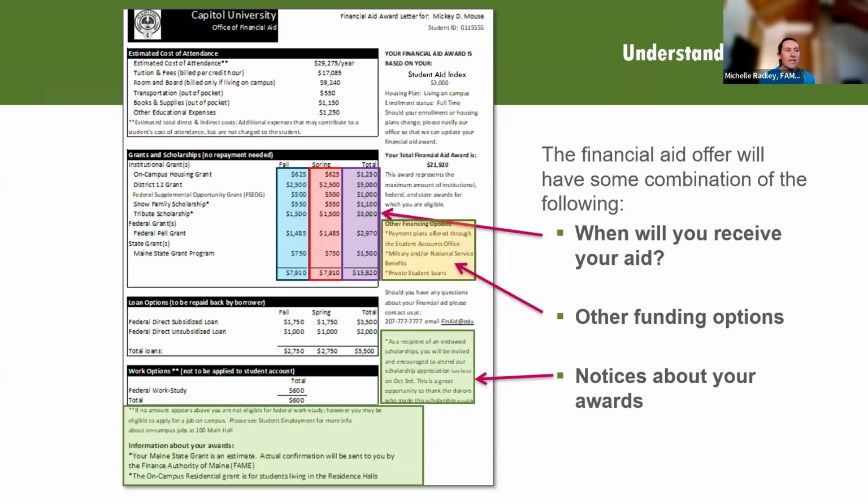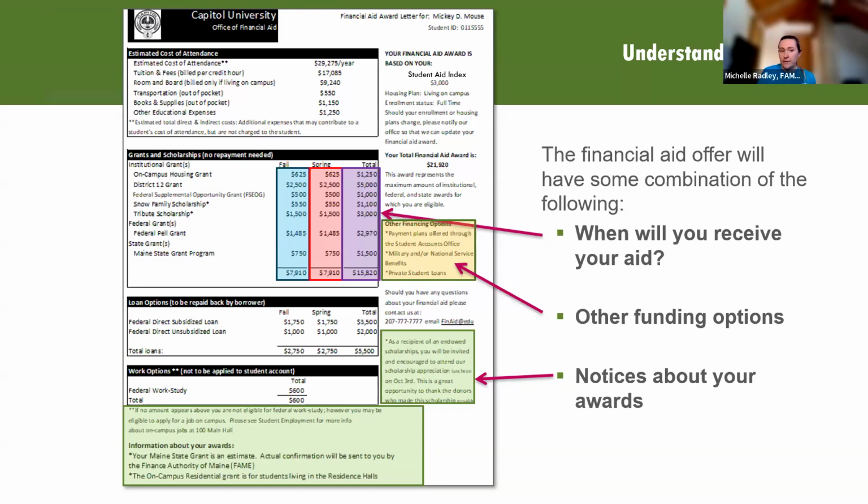I also like that they include information about other funding options, because a lot of other schools may not necessarily offer up the information on how to fill the gap. So here they give the option of tuition payment plans, or private student loan offerings, maybe military benefits. So that's where that information would be indicated on that portion of the offer, which again, is really awesome.